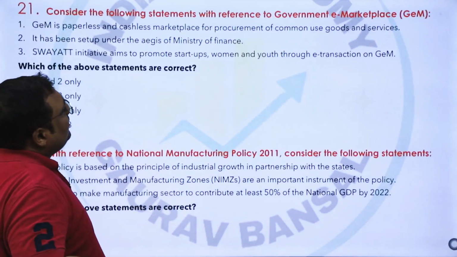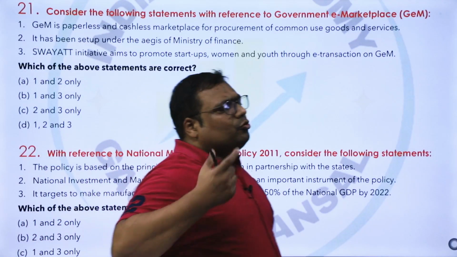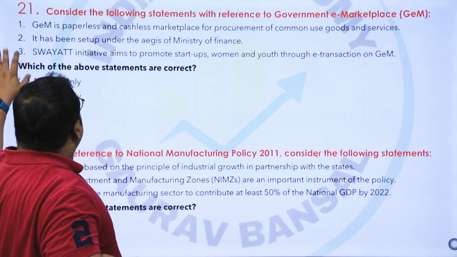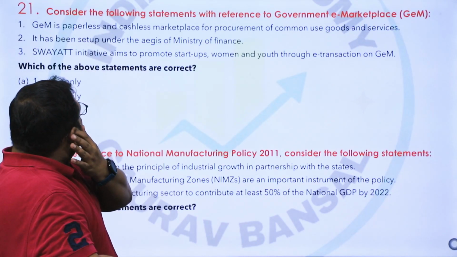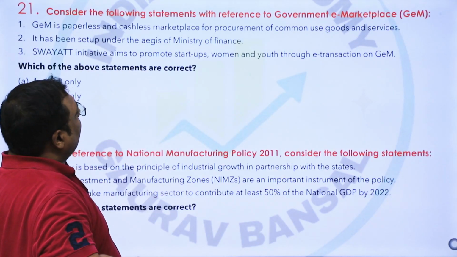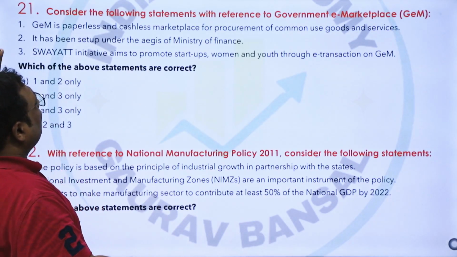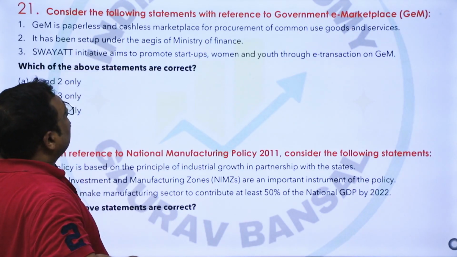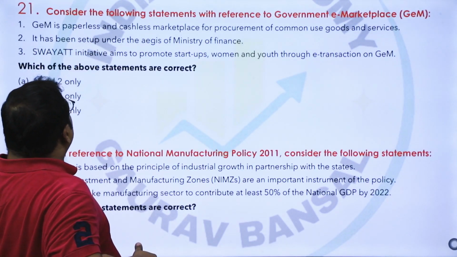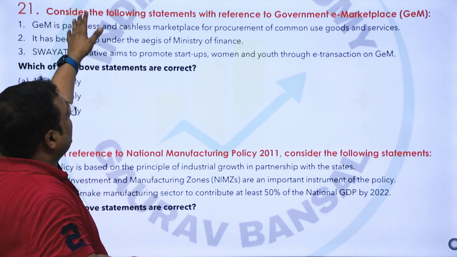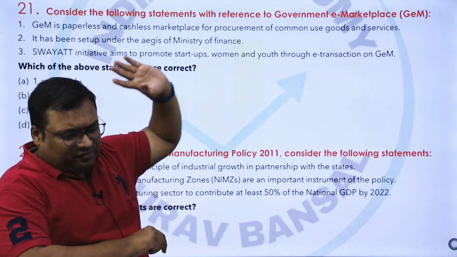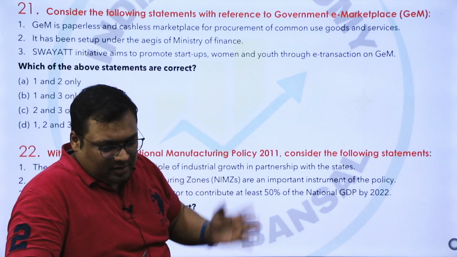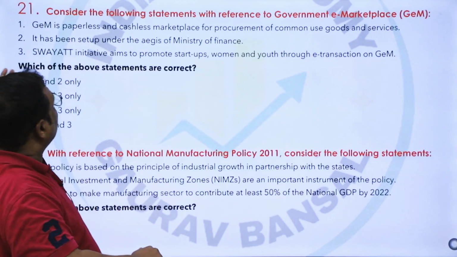Next is about the Government e-Marketplace, which was introduced to reduce the need for tenders for everything in government purchase. It is a paperless and cashless marketplace for procurement of common use goods and services. That is correct. And it is set up under the aegis of the Ministry of Finance. Now, this is what we need to identify, because such things can be very tricky. You know the concept, but specifically remembering all the factual detail, which ministry, which not, is sometimes difficult. In this case, it is not.